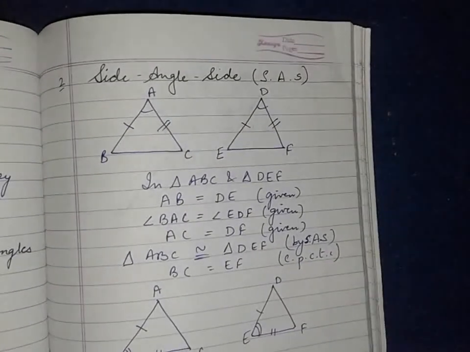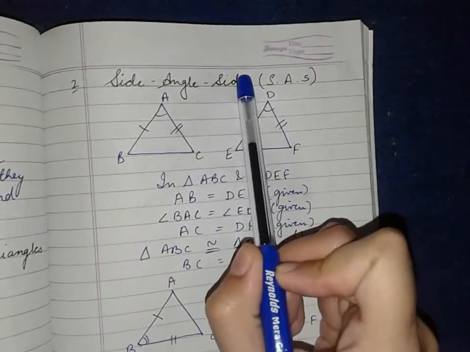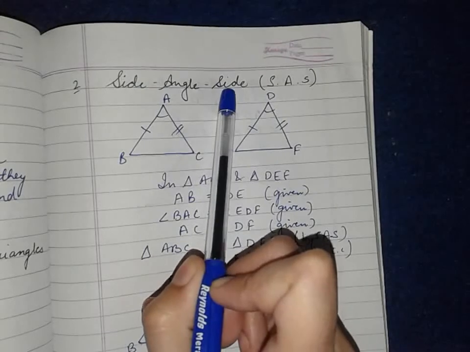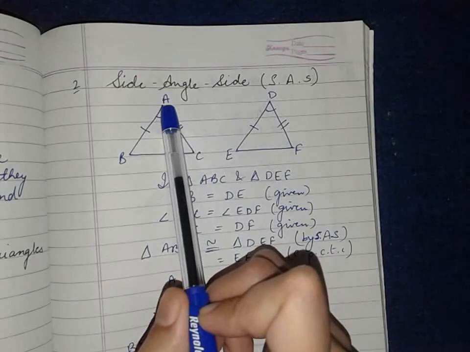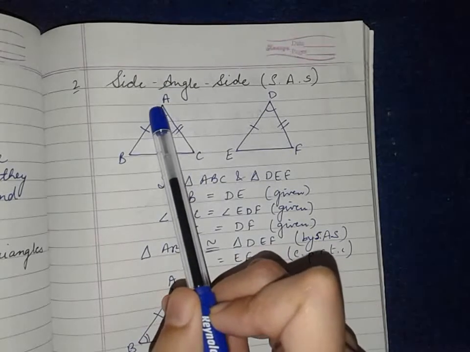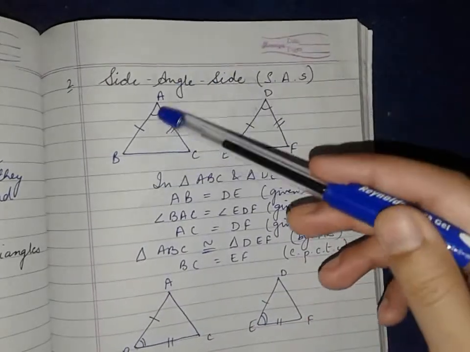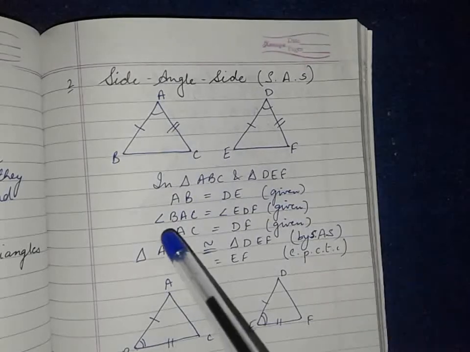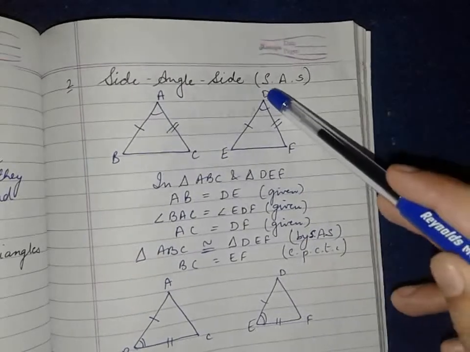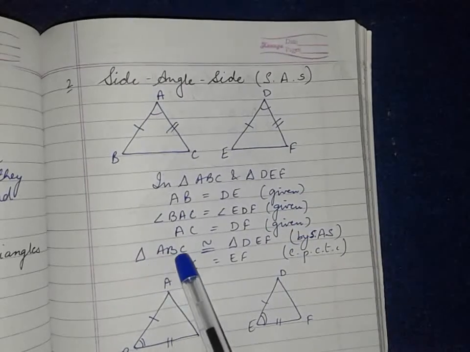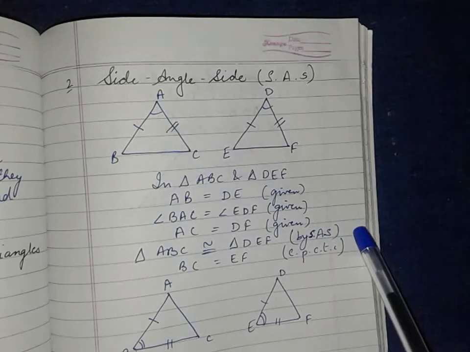The next axiom or criterion is side angle side. Side angle side means two sides will be given equal and one of the angles will be given equal, and the angle is coming in between, that is, the angle is included between the equal sides. In triangles ABC and DEF, AB is equal to DE, given. Angle BAC is equal to angle EDF, given, and AC is equal to DF, given. So triangle ABC is congruent to triangle DEF by SAS.